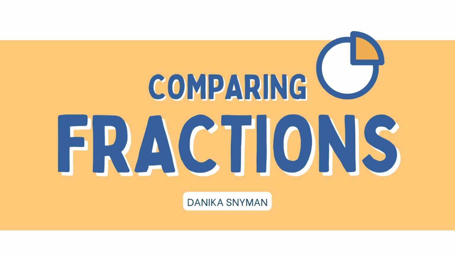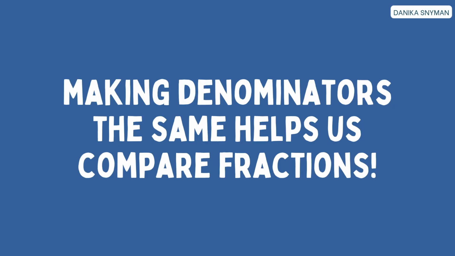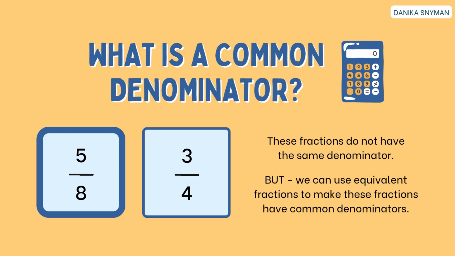Let's learn together. When we want to compare two fractions, it helps if they have the same bottom number, the denominator. This bottom number is called the denominator, as I said just now. Why do we do this? Because it makes the fractions easier to compare and for us to see. With the same denominator, it is easy to tell which one is bigger.